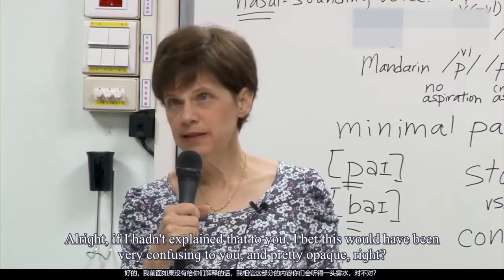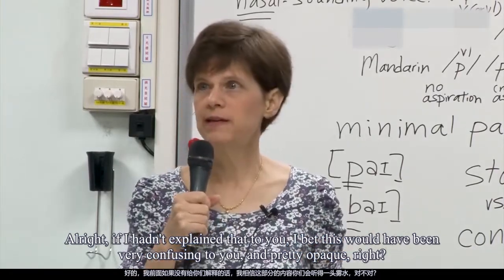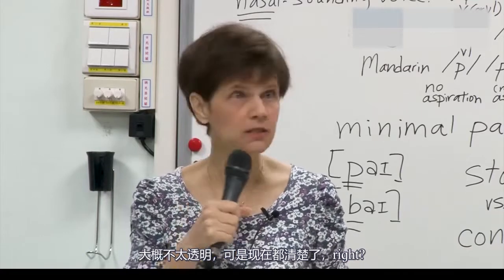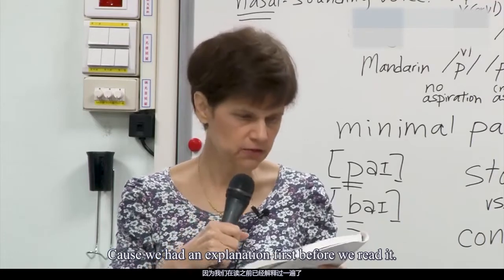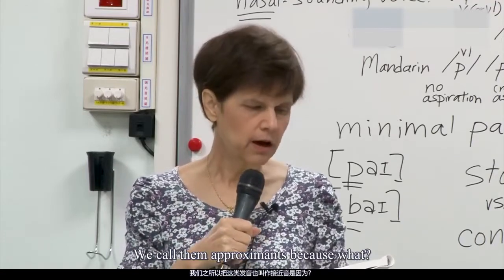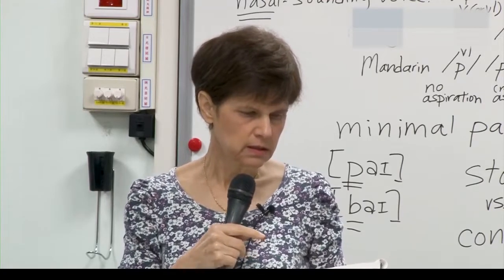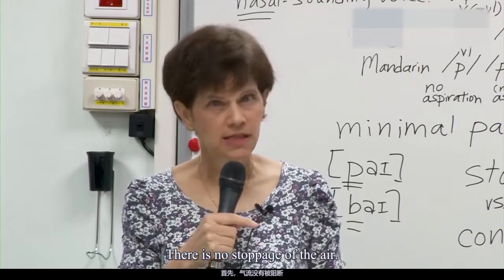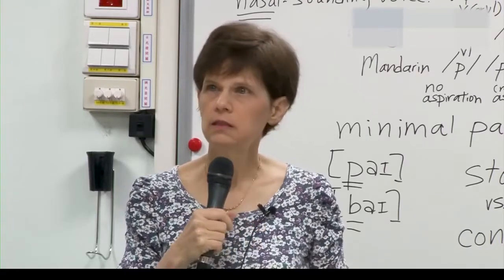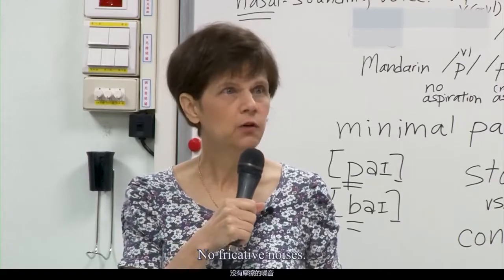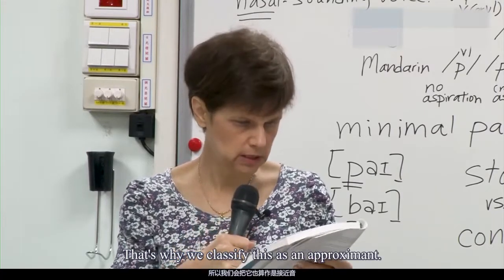All right, if I hadn't explained that to you, I bet this would have been very confusing to you and pretty opaque, right? 大概不太透明，可是现在都清楚了 right? Did everybody understand it? Because we had an explanation first before we read it. We call them approximants because what? Two reasons. There's no stoppage of the air. 气流没有被阻断。第一个，第二个呢？没有噪音 no fricative noises. That's why we classify this as an approximant.